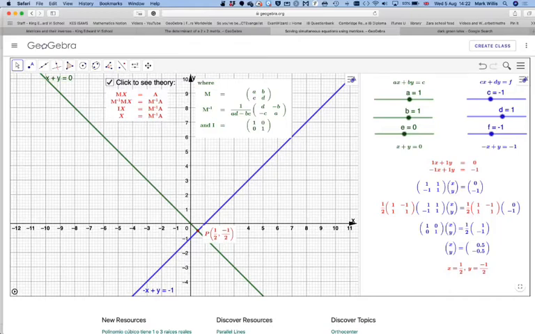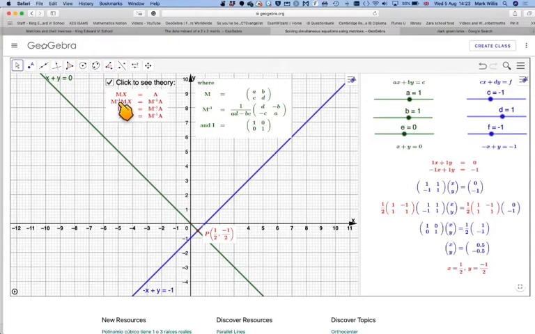Okay, so if M is equal to A, B, C, D, then the inverse can be found by swapping A and D over, so you get D and A, and then changing the sign on B and C, but you have to multiply by 1 over the determinant, and the determinant here will be AD minus BC. So the determinant here will be 1 times 1 minus minus 1, which is actually 2, so 1 over 2.